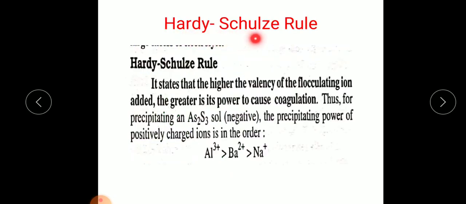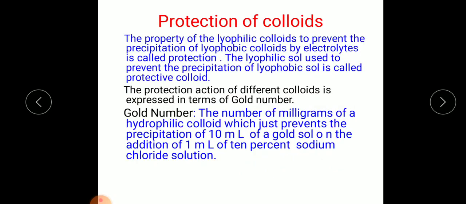Next, Hardy-Schulze rule, a very important rule. What does it say? It states that the higher the valency of the flocculating ion, or we can call it the coagulating ion, the greater is the power to cause coagulation. Thus, for precipitating arsenic sulfide, that is negative, the precipitating power of positively charged ions is in the order of aluminum 3 plus greater than barium 2 plus greater than sodium. So, according to this rule, when the valency of the flocculating ion is higher, there is a greater power to cause coagulation.